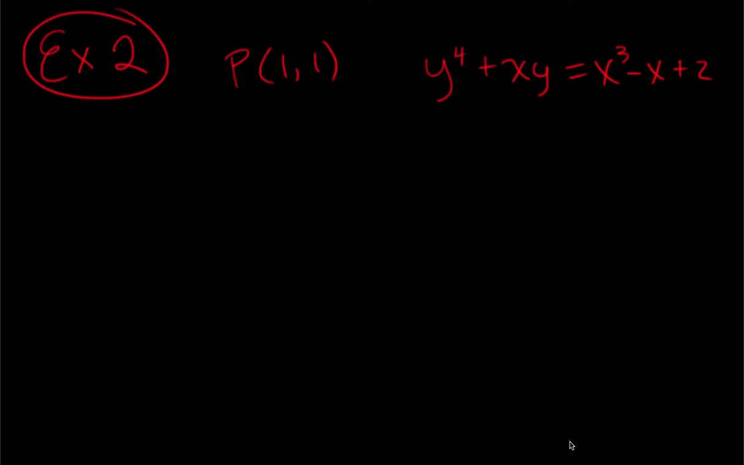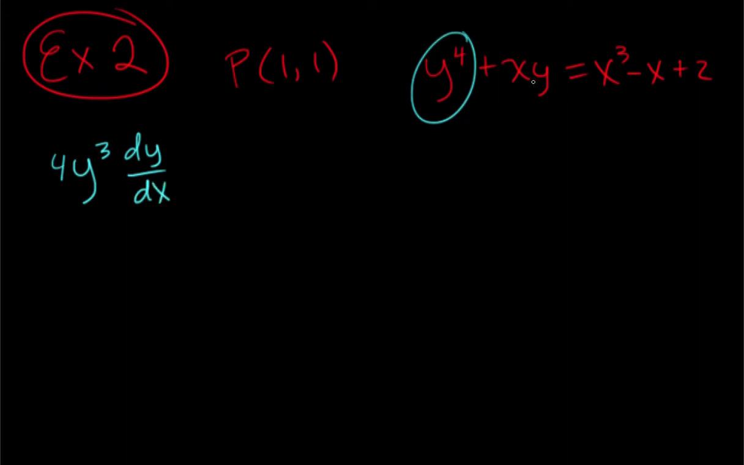Example 2, they're asking us to find the slope of the tangent line to this curve at this point. So just like on the previous example, we are going to take the derivative with respect to x of all the pieces. So if I do it to this piece, we get 4y cubed, and since it's a y, not an x, we're going to say dy dx.